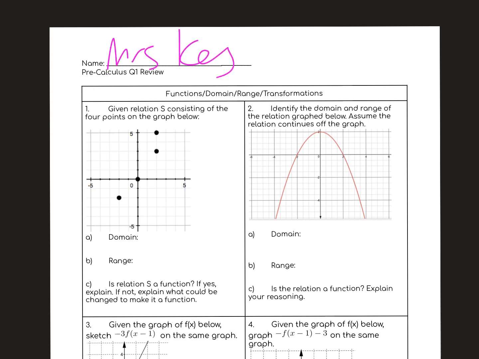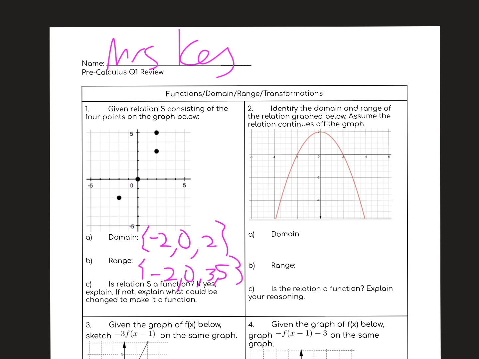Given relation S consisting of 4 points in the graph below, what is the domain? So domain are collections of input values. So I see -2, 0, and 2. I can't make curly braces, I'm sorry. That was just a parentheses, that wasn't even an attempt. And a range is the y values, the output values. So -2, 0, 3, and 5.